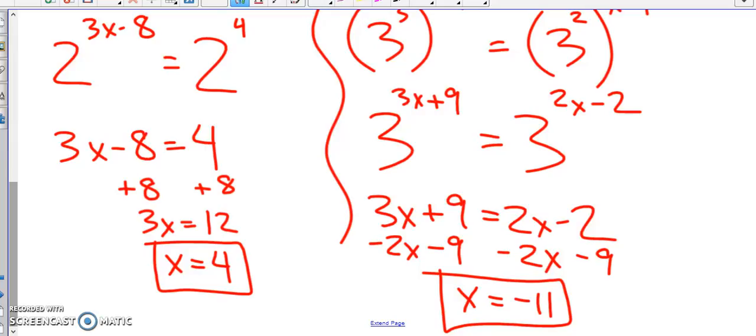Now, as you might guess, a lot of times you can't do this. Because a lot of times you'll end up with like 2 to the 3x minus 8 equals like 17. 17 is not a power of 2, and you can't easily force it to be either. So there's got to be another way to do this where if the bases can't match, you can still solve. That's what we're going to do after I render this video.